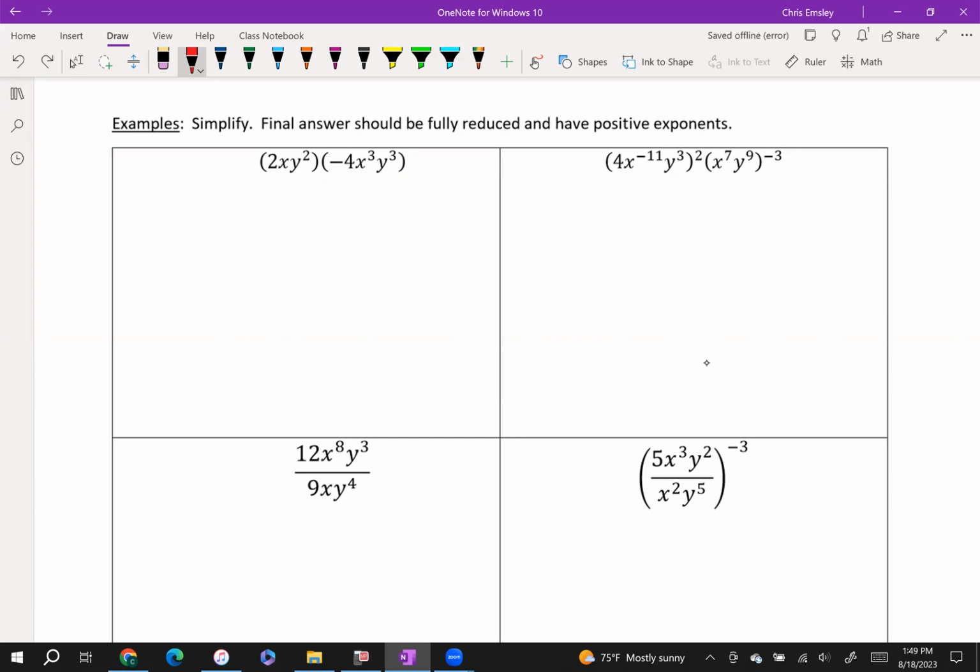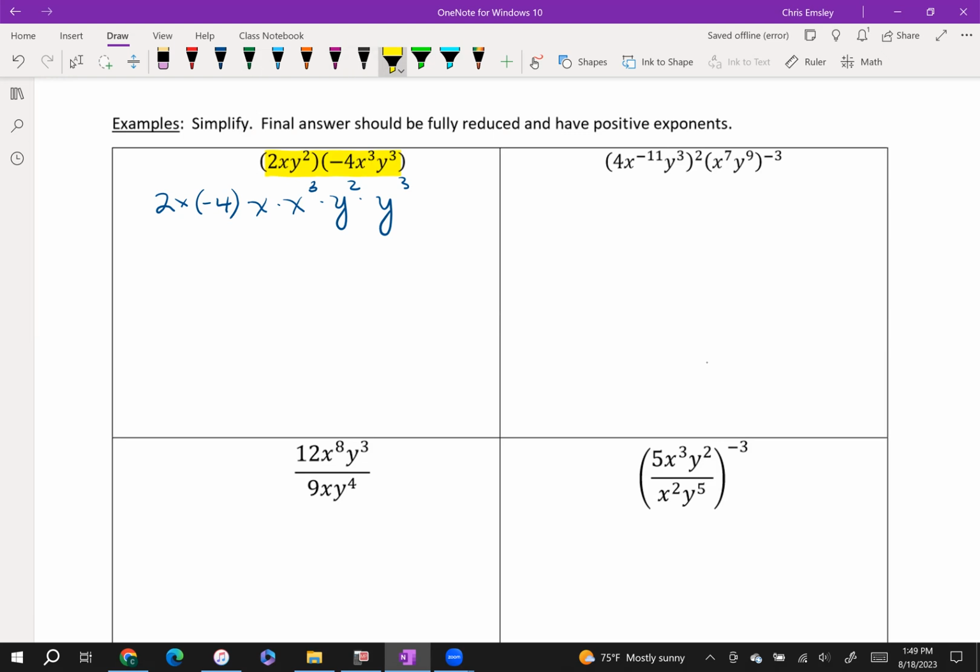Multiplication is commutative. That means it can be written in any order. So we could kind of regroup things. We could say that's 2 times negative 4 times x cubed times y squared times y cubed. Notice I haven't changed anything. I just rewrote the order, and I can do that because everything here is multiplied together, okay?